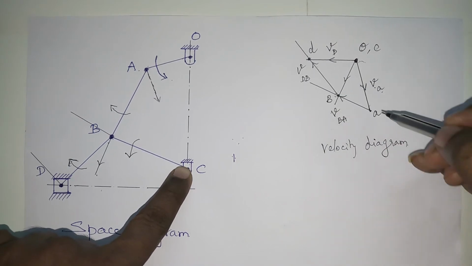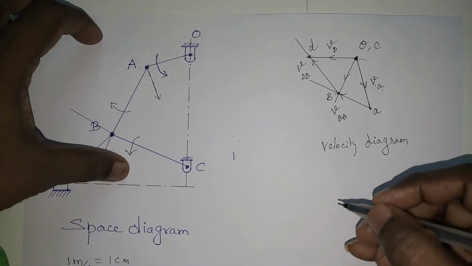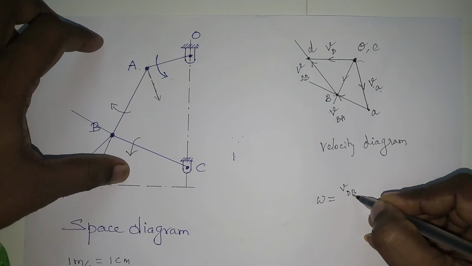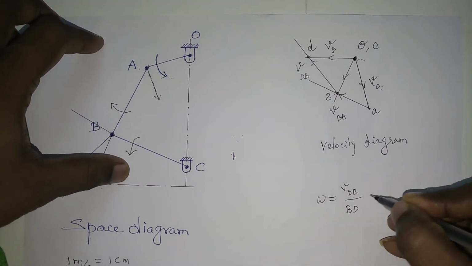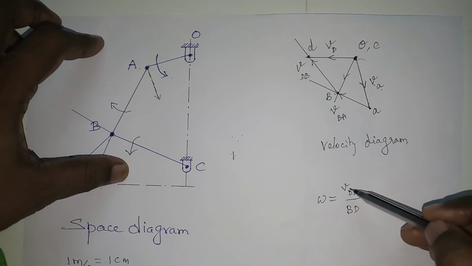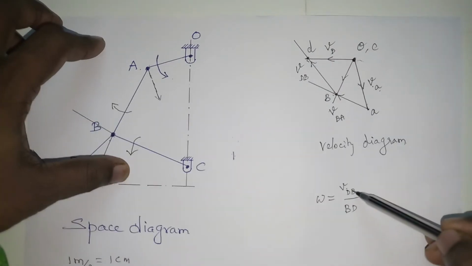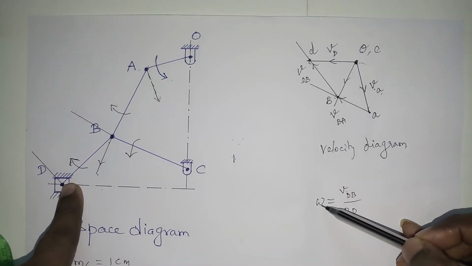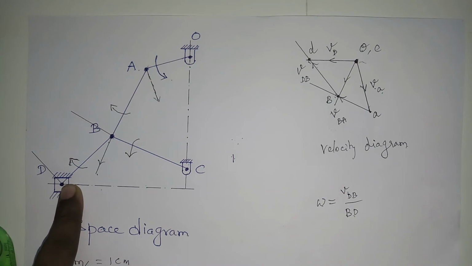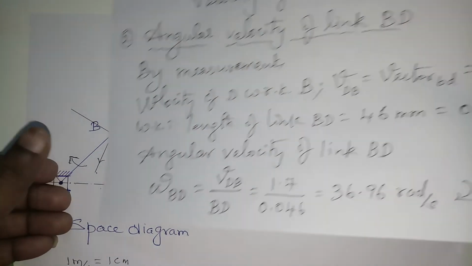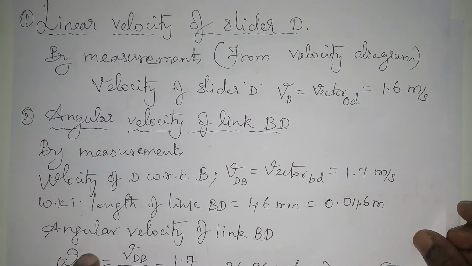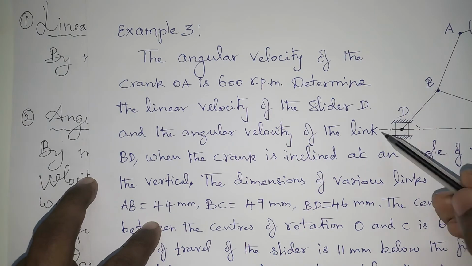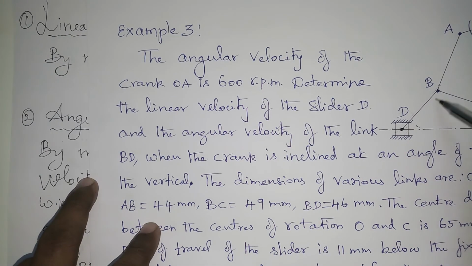We know omega equals velocity of DB by length of the link BD. Velocity here you measure it and substitute here, and the length of the link BD we know, substitute here in terms of meter. You will get omega BD. I have already substituted and I will show this one. First, they are asking the linear velocity of the slider, the horizontal movement of the slider, and omega value of BD.